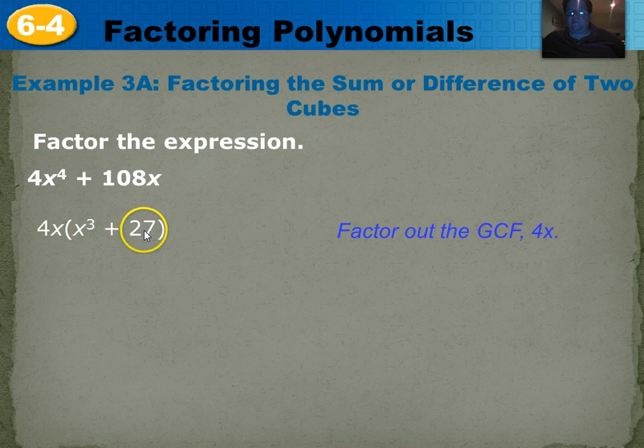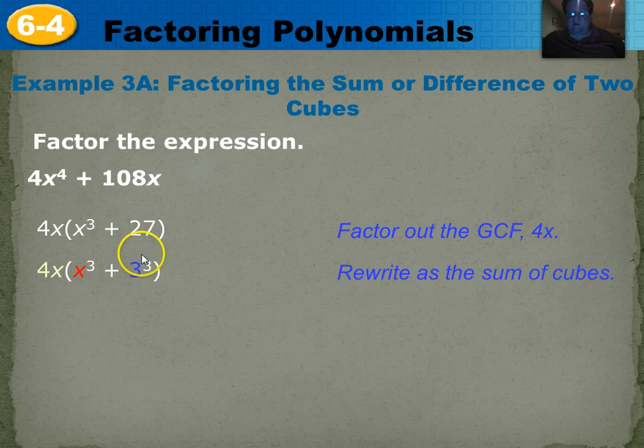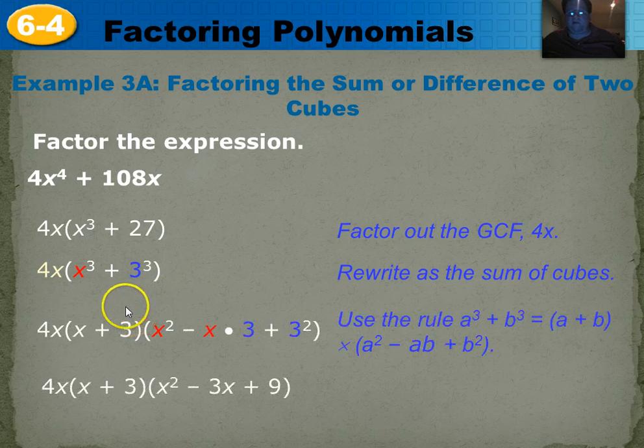Now the x cubed plus 27, I recognize as a sum of cubes. So I'm just going to rewrite it, changing the 27 into 3 cubed. And now I'm going to factor it using the rule we just learned. So I got 4x times x plus 3, so we kept the sign. X squared minus x times 3 plus 3 squared. So I got 4x times x plus 3 times x squared minus 3x plus 9. Alright, and that's all we can do.